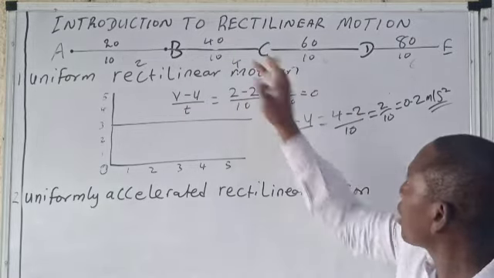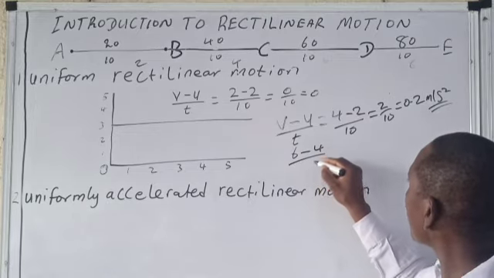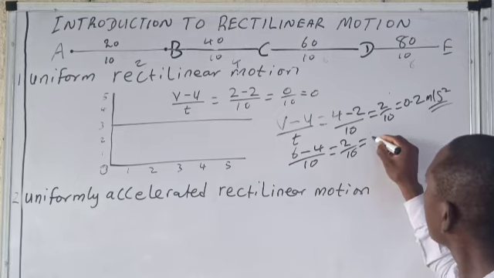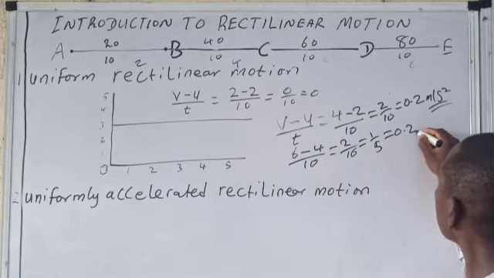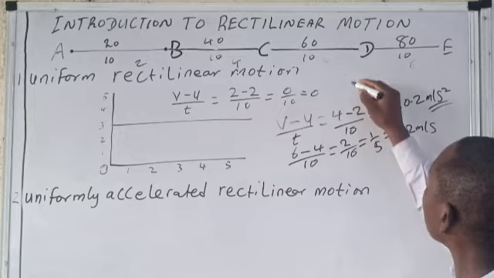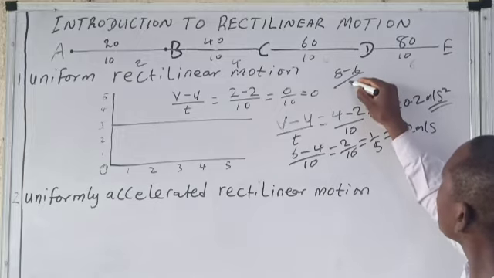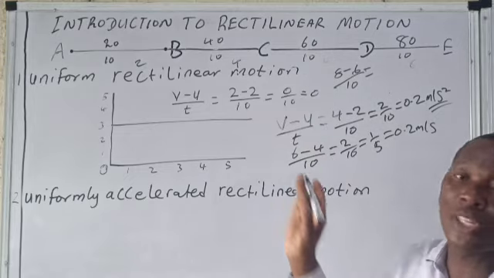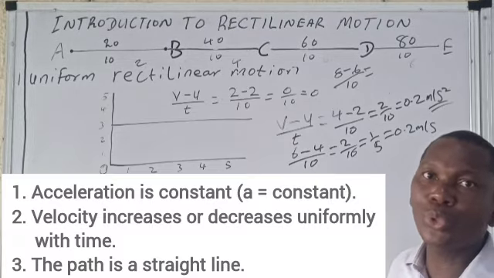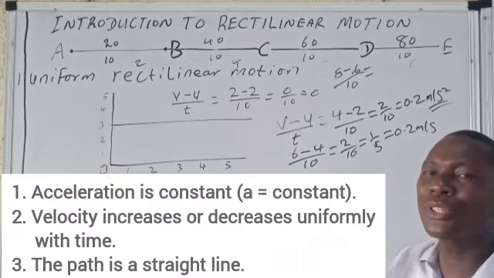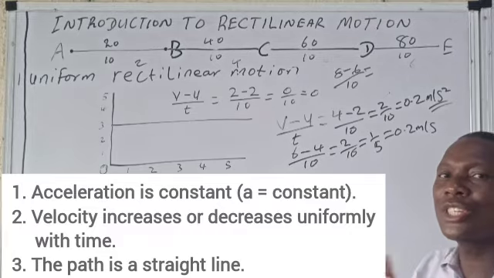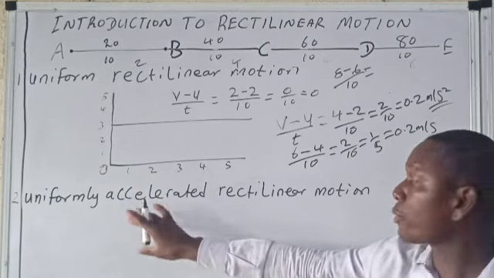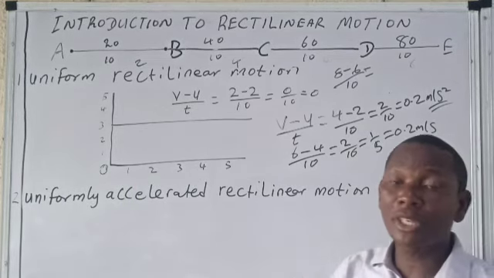We just used from here to here. Now let's use from here to here. You now have 6 minus 2 all over 10. You still have 2 over 10, 1 over 5, 0.2 meters per second squared. If you use here and here, you have 8 minus 6 all over 10. So you still have 0.2. So you notice that no matter which 2 points you use, once you calculate the slope, you're going to get the same acceleration. That means acceleration is constant. The velocity is changing at a constant rate. It's also in a straight line. So this is actually the key features of the uniformly accelerated rectilinear motion. Please take note of that.